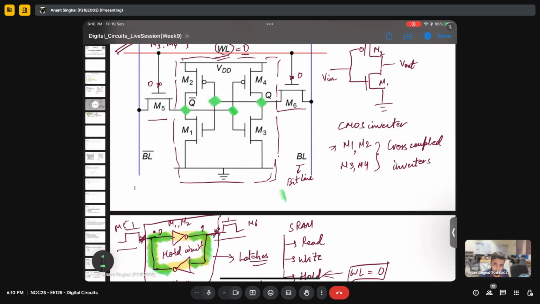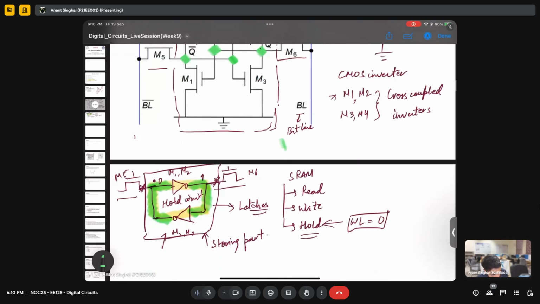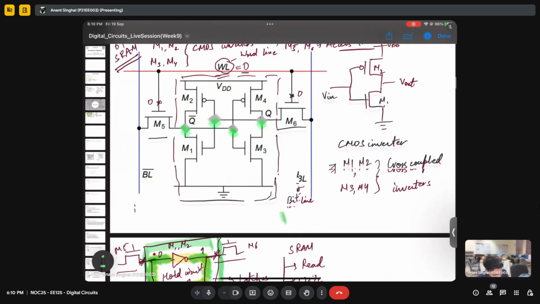Sir, as long as VDD is present, it will hold like that only, like a flip flop, no, sir? Yeah, it is a latch. So this will hold the data as long as you have not VDD but 0 at the word line.